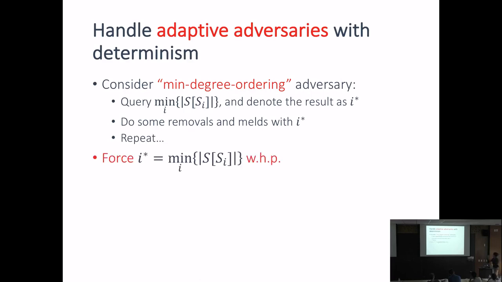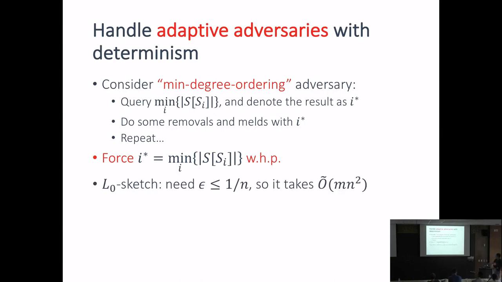Okay, so one way to get rid of the dependency issue is to force the result to be the ground truth. What I mean is that if we can have an algorithm guarantee that with high probability at every single step of the query, we can get the precise minimum reachable set, and then we just do operations based on this set. In this case, this decision making has nothing to do with the randomness we were using to calculate this minimum reachable set.